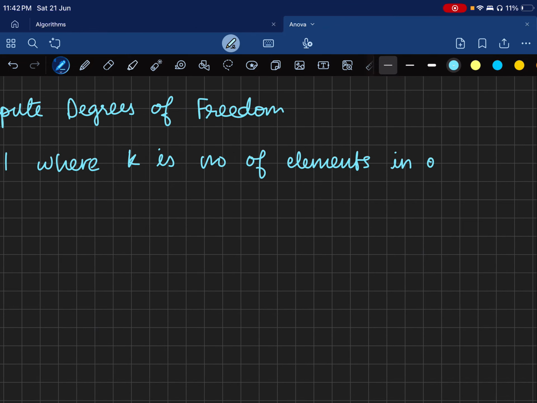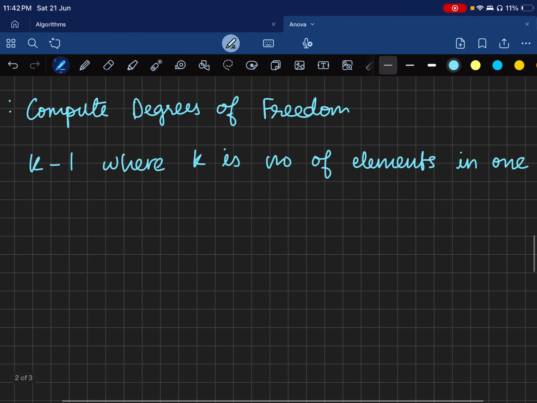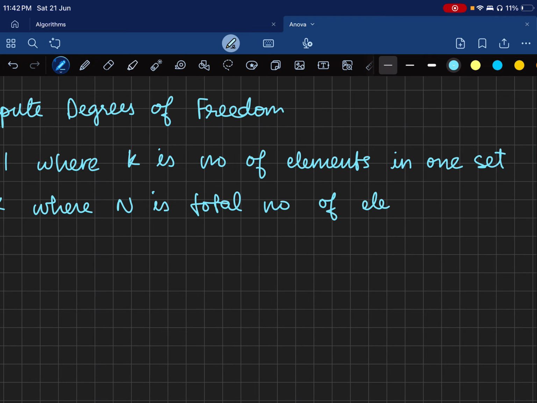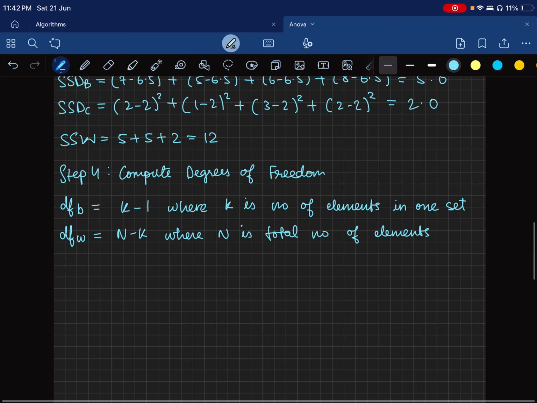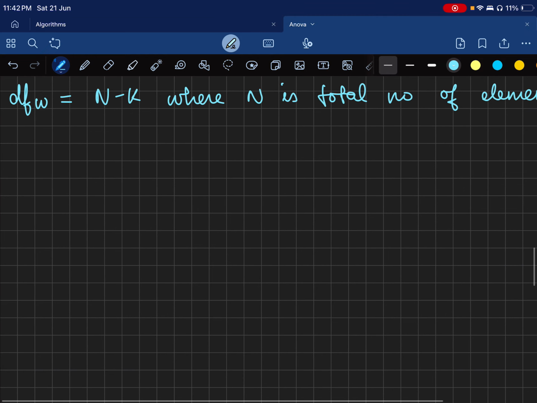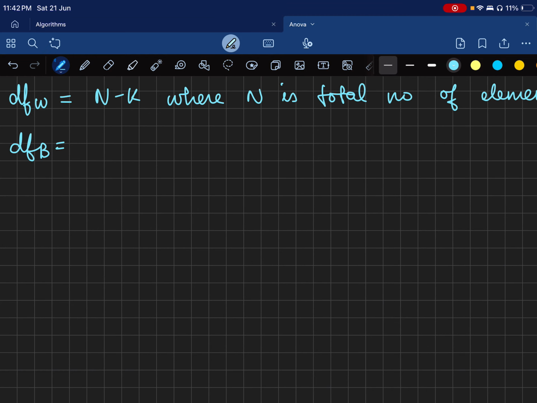And k between, that within k within is given by n minus k, where n is the total number of elements. Okay, so these two you have to remember. These two are important. Okay, so now let's calculate both the values. So what will dfb be? dfb will be k minus 1, which is 4 minus 1, which is 3. And dfw will be 12 minus 3, which is 9.